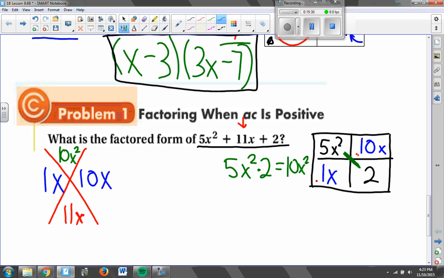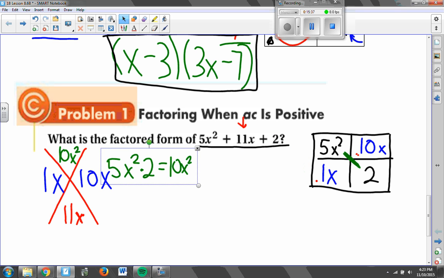Now the only other thing I need to do, step 4 said to find the greatest common factor of each row and column. So that is what I'm going to do. If I look first at this row here, I see 5x squared and 10x. And x is definitely common. And I think there's a 5 as well, because 5 is 5 times 1, and 10 is 5 times 2. So I'm going to pull out a 5 and an x because I know they're in both.